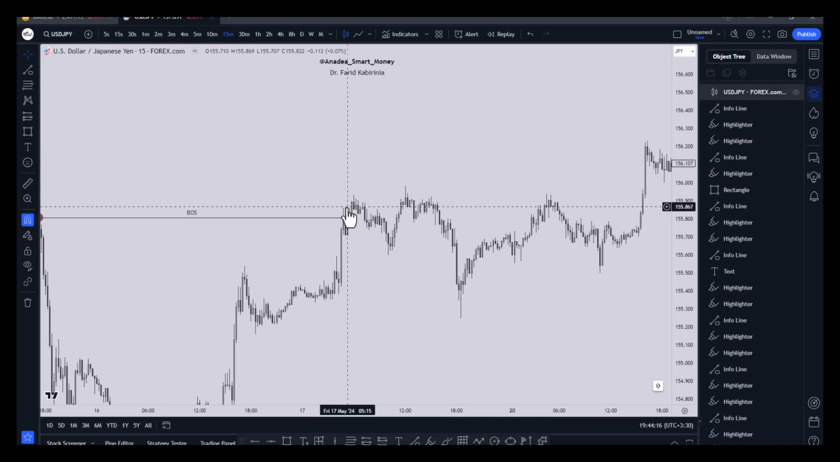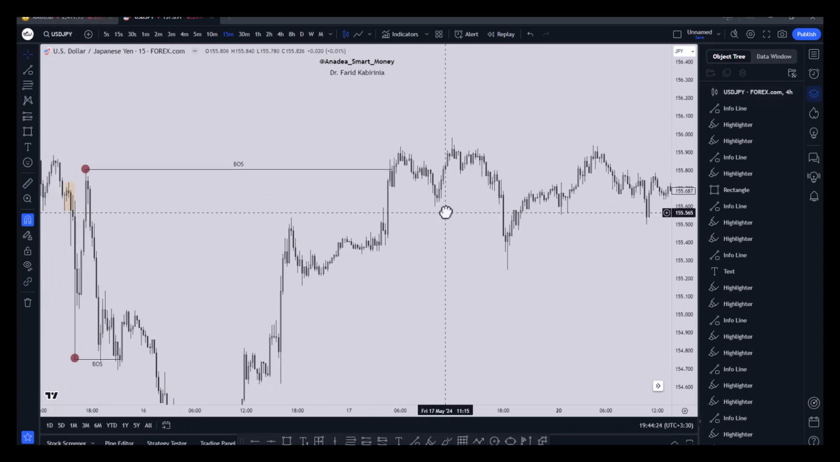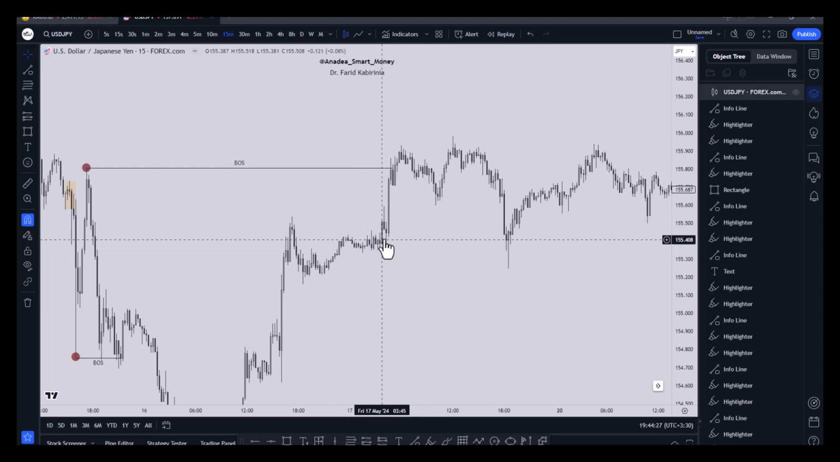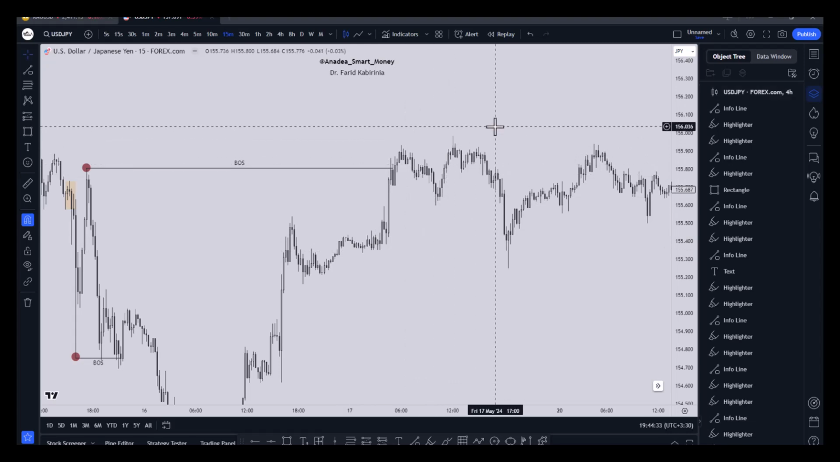No, it's not a valid zone because it doesn't meet our third criteria, which is that it hasn't printed a candle not touching this zone. Let's see. This is our valid demand zone and price hasn't closed below it. So our swing high is not determined yet.